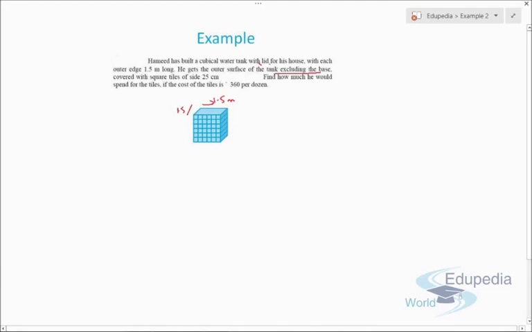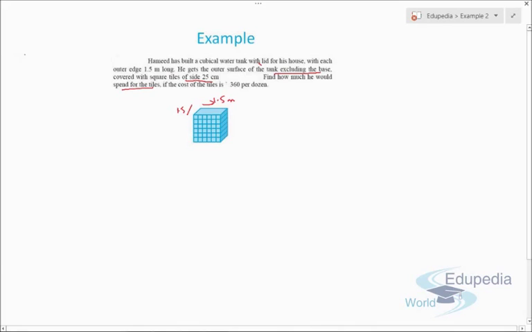So that's the use of knowing the concepts. Now we need to cover with the square tiles of side 25 centimeter each. So we need to find how much he would spend for the tiles if the cost of the tiles is 360 per dozen. Let's see how we can solve this question now.